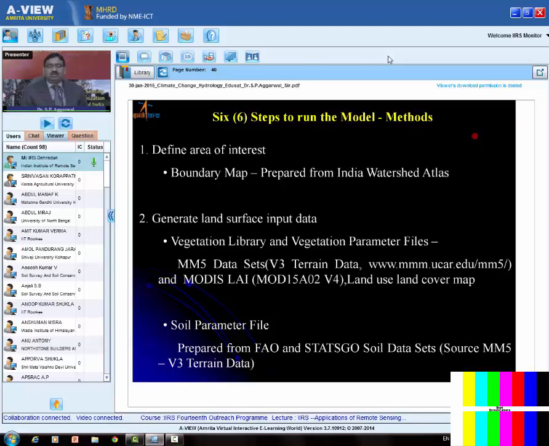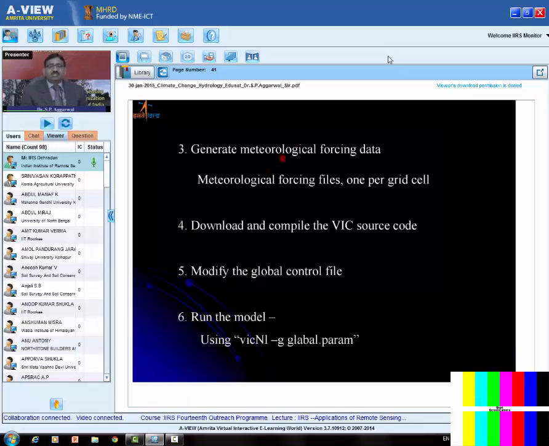As with the SWAT model or other models, you have to define your watershed boundary. Similarly here also, you have to have a boundary map. So again, the procedure is the same. You should have a DEM, then you can delineate the flow direction map, flow accumulation map, and drainage network, then delineate the watershed boundary. Second is to generate the land surface input data like the vegetation library and parameter. What are these library and parameter? I'll come to that. Then the soil parameter, so prepare the soil parameter file. Then generate the meteorological forcing data.